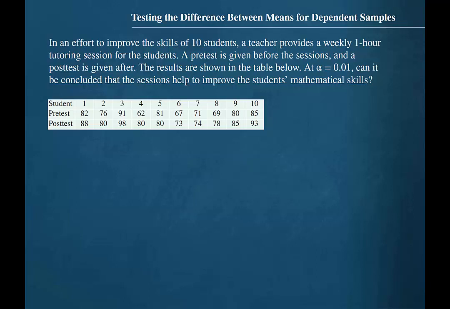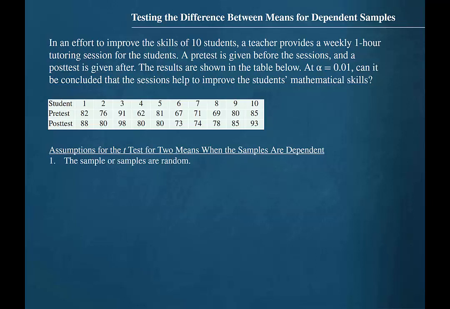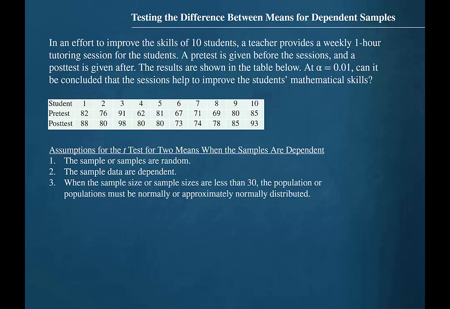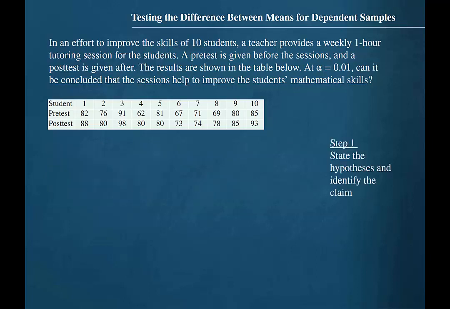Since we are comparing matched data values that correspond to specific students, these samples are dependent. There are 3 assumptions that must be met before using the t-test for 2 means when the samples are dependent. 1. The sample or samples are random. 2. The sample data are dependent. 3. When the sample size or sample sizes are less than 30, the population or populations must be normally or approximately normally distributed.